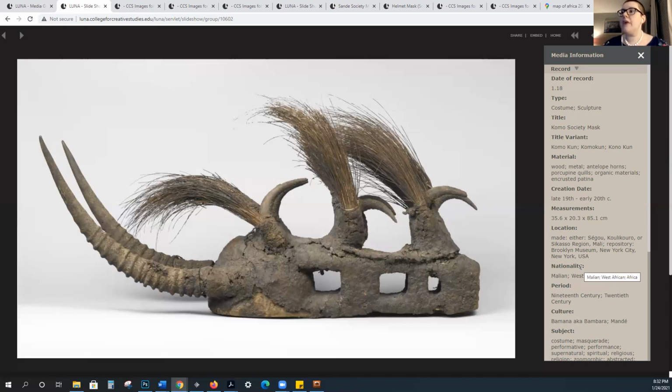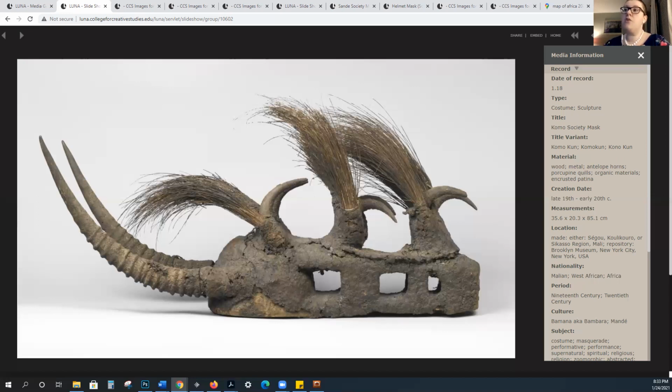So these objects were brought back and they were placed in cabinets of curiosities. And these objects, some of them would have been stolen, some would have been confiscated. It's possible some of these were sold. This society is still in existence, it's still practiced, and it's incredibly problematic to see these objects in museums.